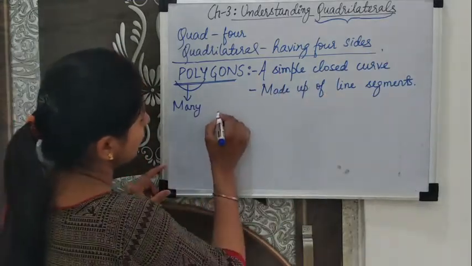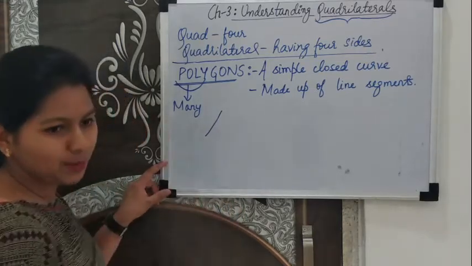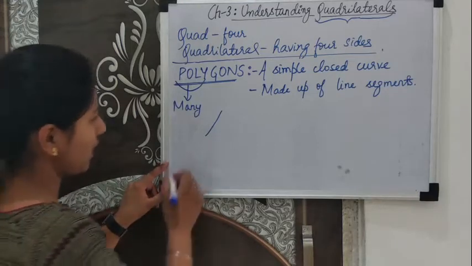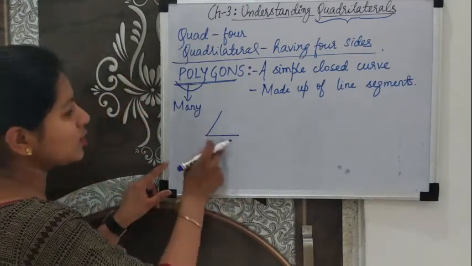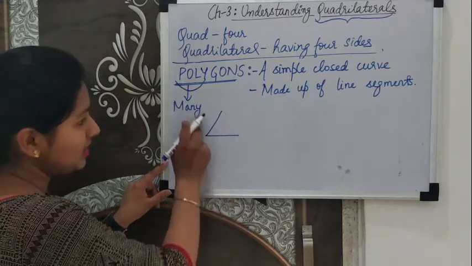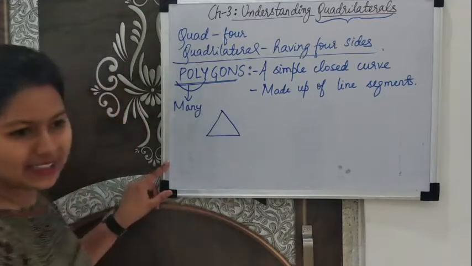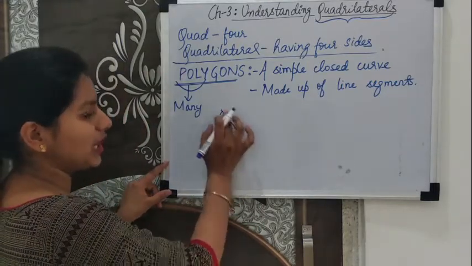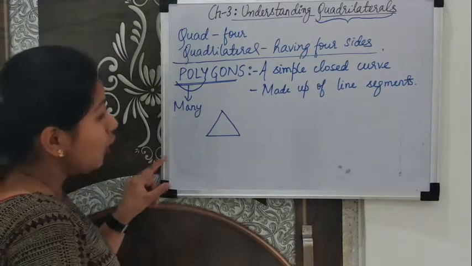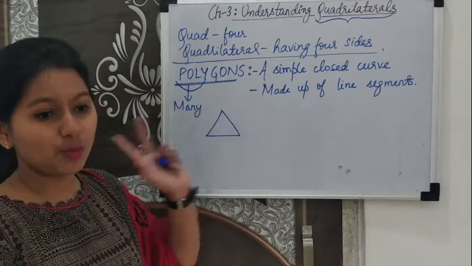Fine. So suppose again this is one line segment. Can we make a closed figure with one line segment? No. This is two line segments. Can we make a closed figure with two line segments? No. Still it is open. Now this is three line segments. By using three line segments, we are able to make a closed figure. So this is the first polygon which is possible.